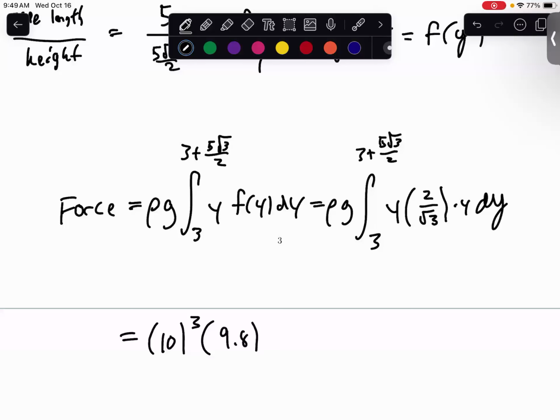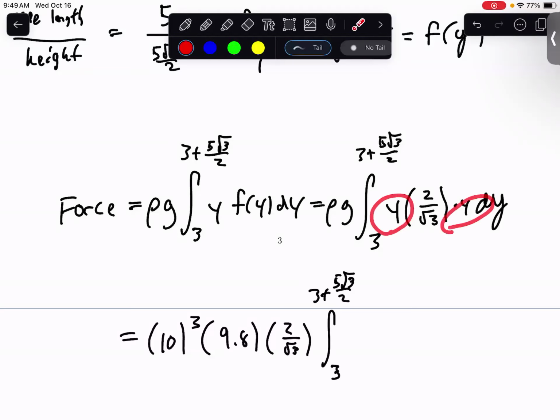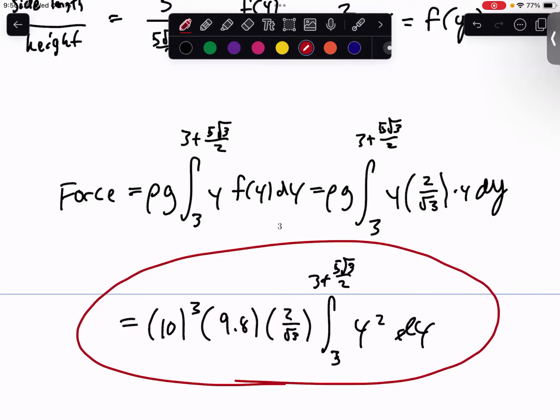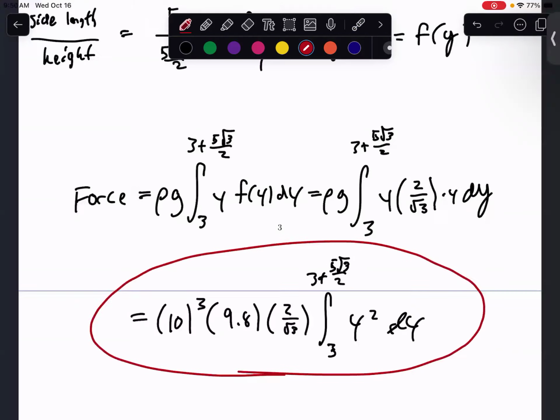Gravity is 9.8. Then you have 2 over the square root of 3, and this integral with these bounds. And so you just have y times y remaining, so this is y squared dy. You can leave your answer like this if you want. I'll just ask you to set up the integral on the exam. Computing it is not really interesting.